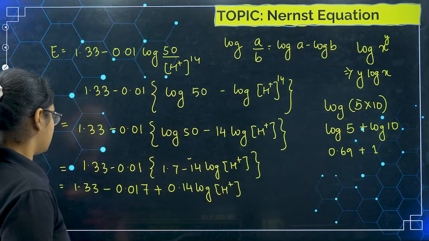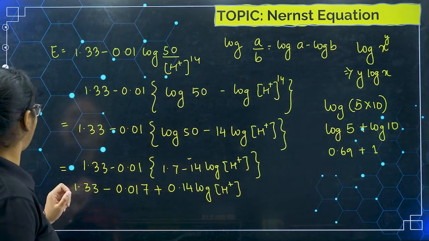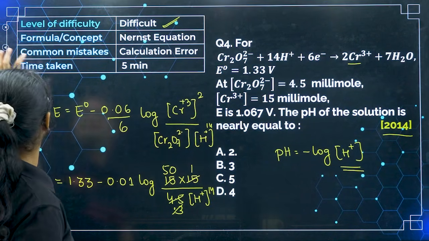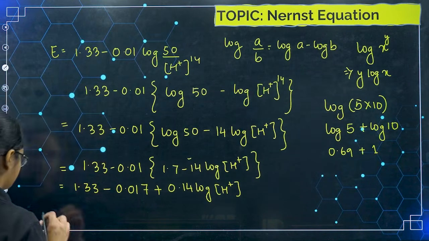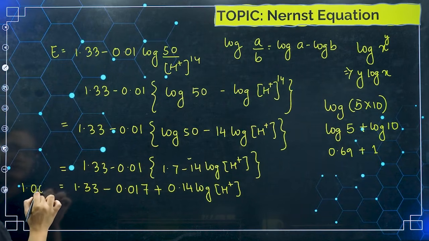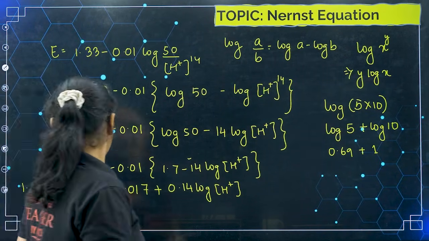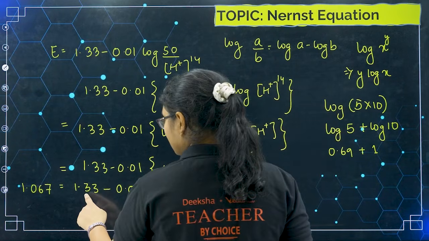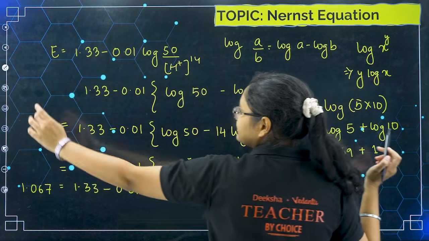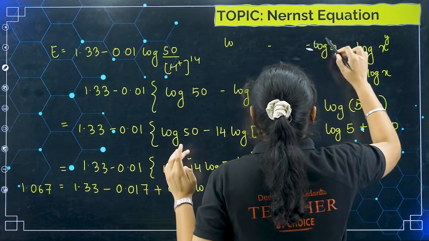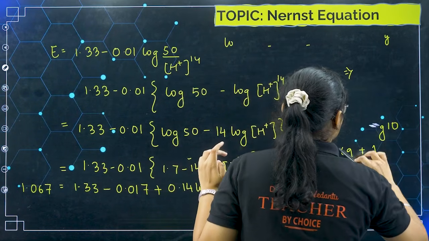So now let's solve this. I have E value was also given to me, right? E value is 1.067. So let us keep this one also here, 1.067. Where am I getting this? It is given in the question. Fine. Now let's solve this part. So I have 1.33. Let me slightly erase some of this part which I have already discussed, so that I'll get some space for the calculation.